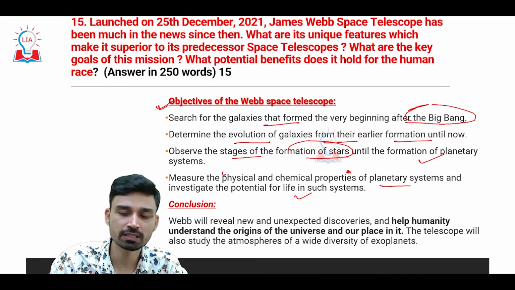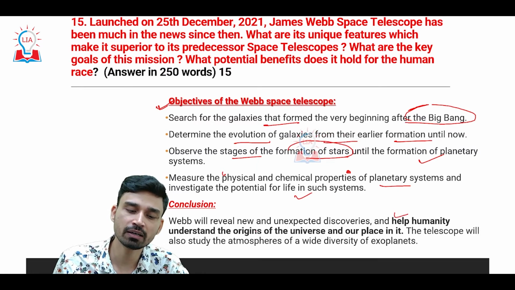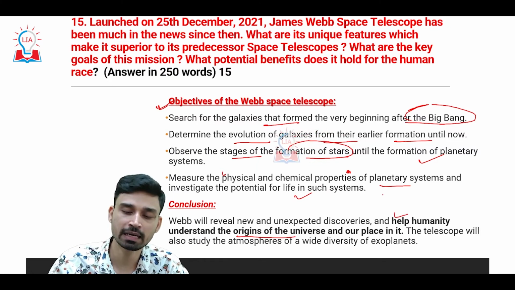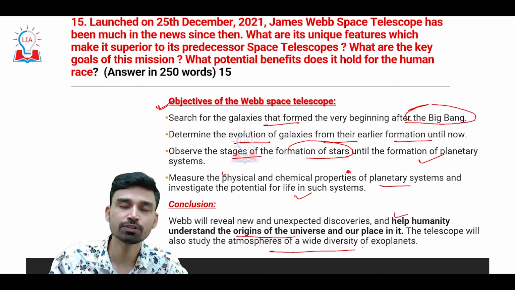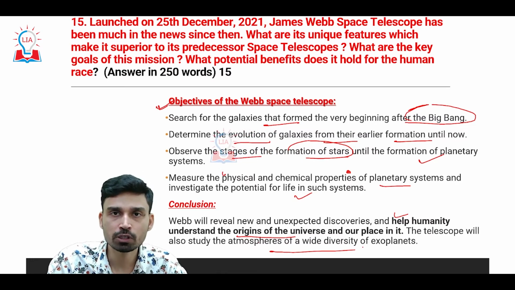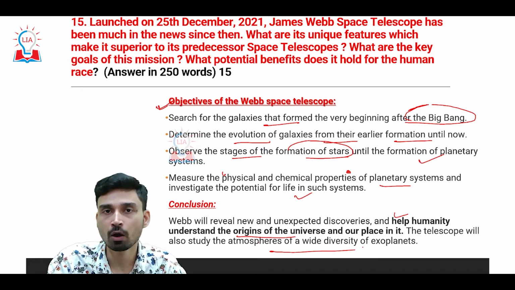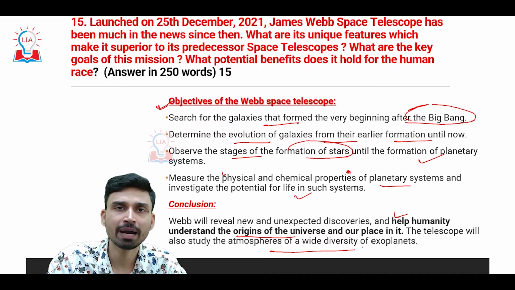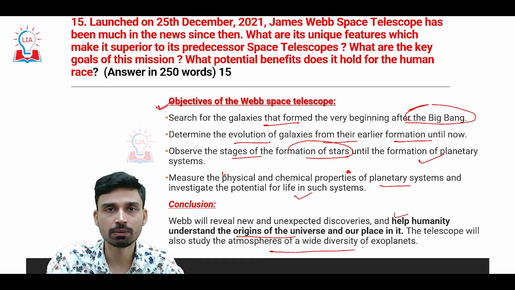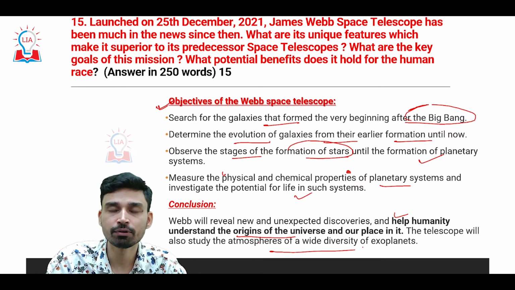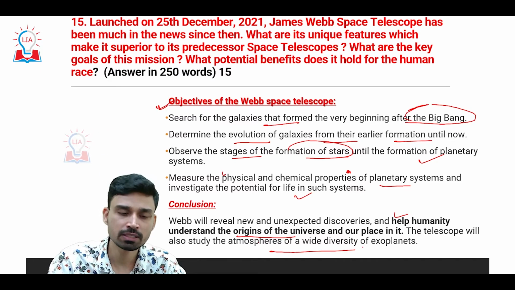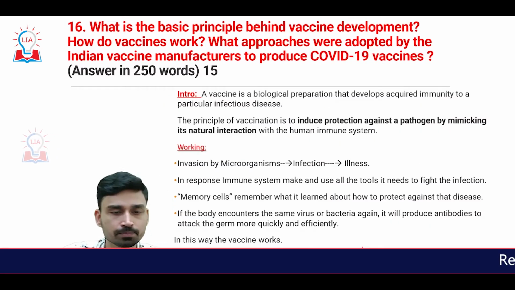The potential benefit, obviously, is that it will help humanity understand the origins of the universe and our place in it. It will also study the atmospheres of a wide diversity of exoplanets, and it is quite possible that by studying the diversity of exoplanets and their outer atmospheres, we might be able to understand the possibility of extraterrestrial life that might or might not exist in the universe. So this is something that you could have written in the conclusion. So that is all about this particular question.